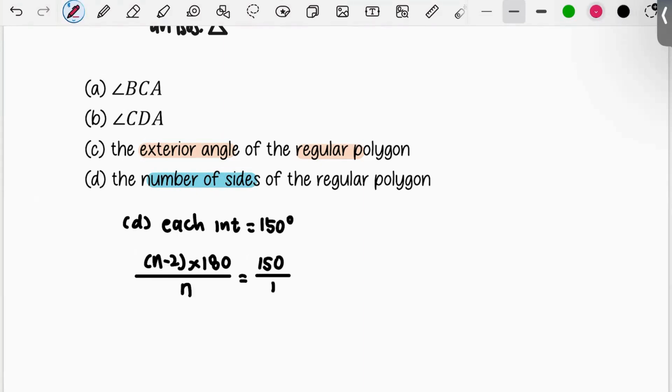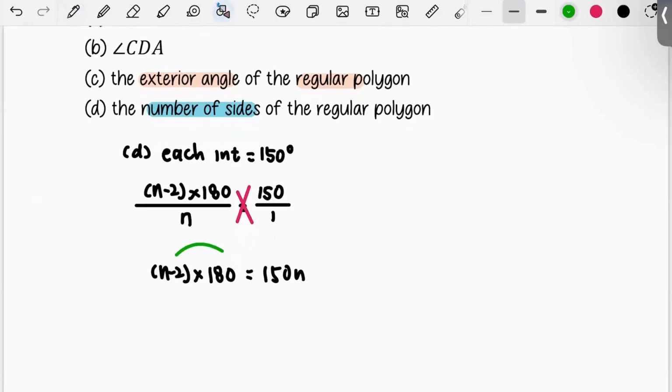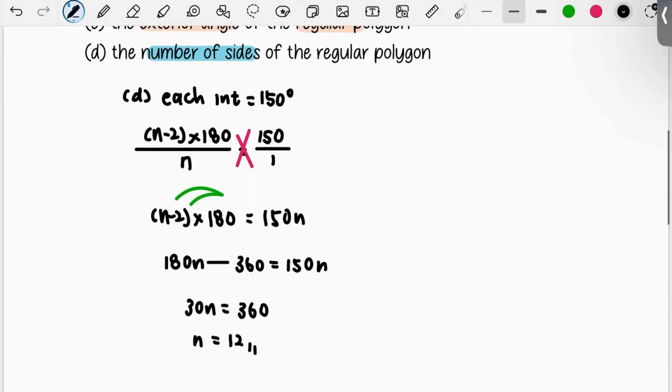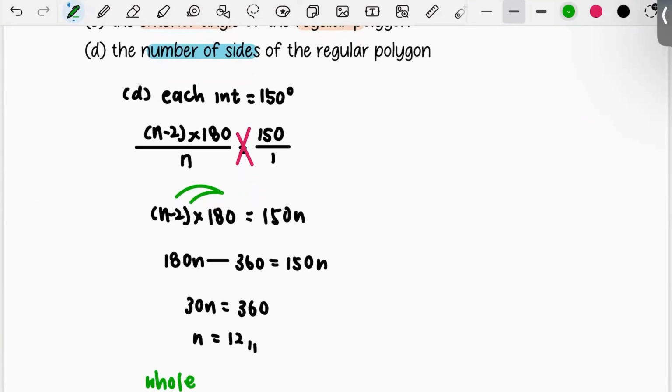So what you do is fraction equals fraction. I'm sure you're aware, go and cross multiply. So n minus 2 times 180 equals 150n. Expand this properly, all right, it gives me 180n minus 360 equals 150n. So bring over, 30n equals 360. n is equal to 12. We got 12 sides. Remember, this n must always be a whole number, must always be positive. You cannot have 0.5 sides, right?